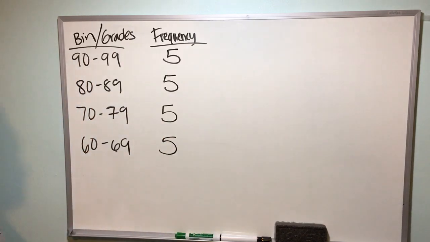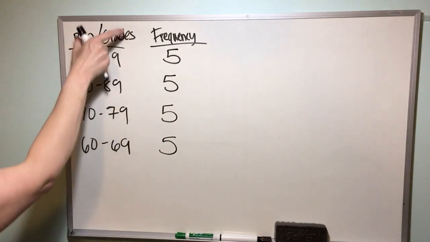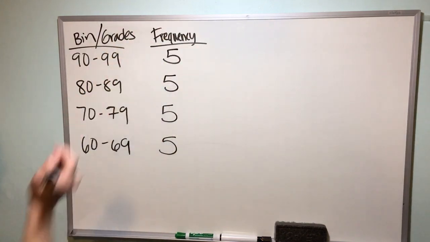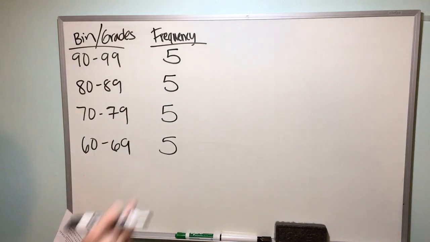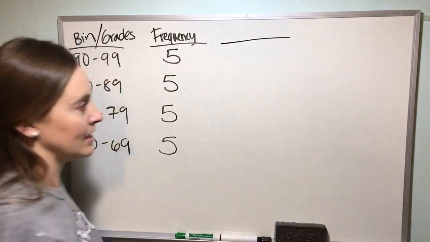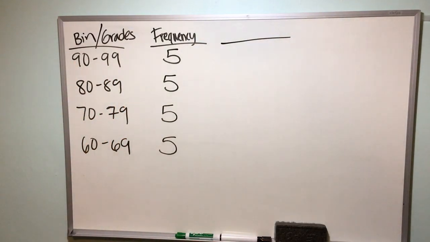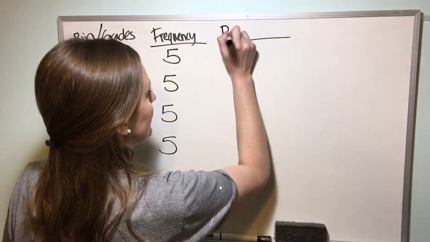Well, this made it a little bit easy, but we know this is our first category, then the frequency happens to be a 5 for each of them. What's our next category title going to be? They asked us to do the relative frequency, so we'll do that.